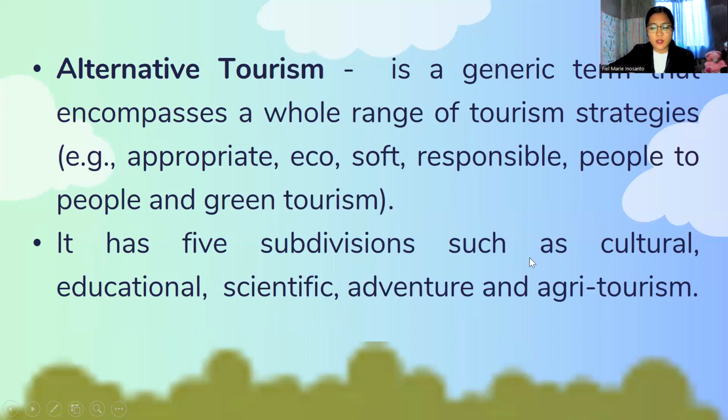Next is the alternative tourism. It is a generic term that encompasses a whole range of tourism strategies that is appropriate, eco, soft, responsible, people to people, and green tourism. So when compared to mass tourism, this type of ecotourism, which is the alternative tourism, is the best option and has special attention to economic, social, cultural, and environmental considerations with neutral or positive impact on its destination. And it has five subdivisions, such as cultural, educational, scientific, adventure, and agri-tourism.